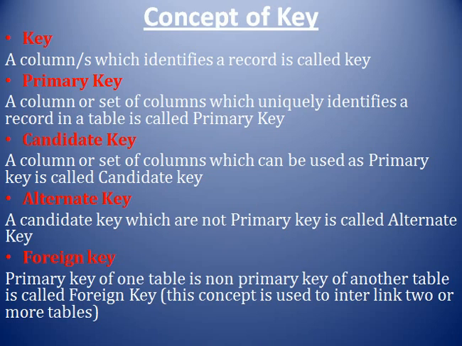Candidate key, that column or set of columns which can be used as primary key, is called a candidate key. Alternate key, a candidate key which is not a primary key, is called an alternate key. Foreign key, the primary key of one table which is not the primary key of another table, is called a foreign key. This is the concept which is used to interlink two different tables. All this can be clarified in the upcoming screens.